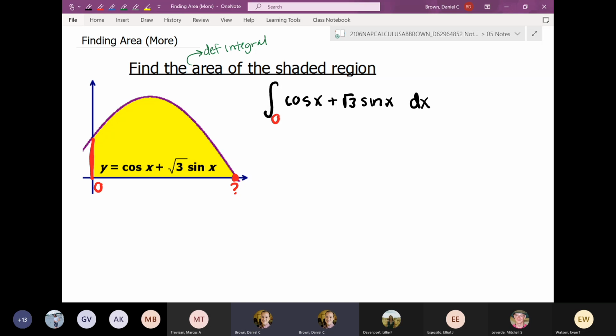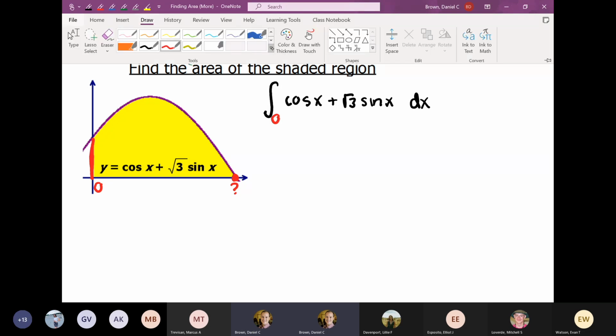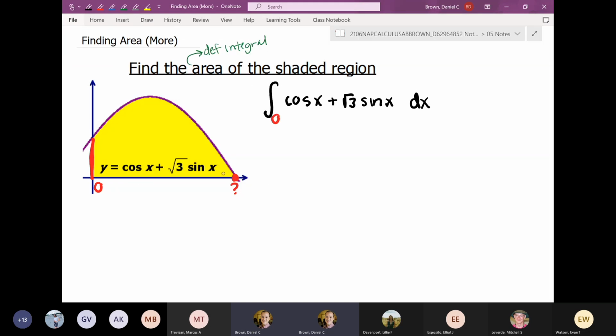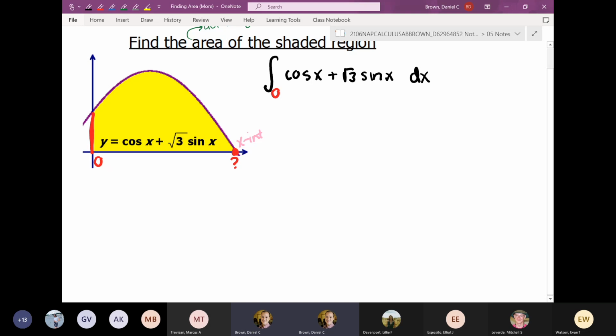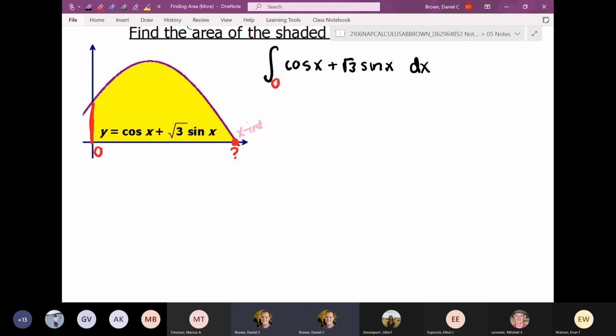What we don't know quite yet is where this region is ending, all the way over there where it crosses the x-axis. So that is what we need to find, and that's really where the pre-calc skills come into play, which again is what I want to focus on for this particular problem. If I want to find where that is intersecting, I'm basically finding the x-intercept of the function cosine of x plus the square root of 3 sine of x. Well, how do I find the x-intercept? We're just going to set this function equal to 0.